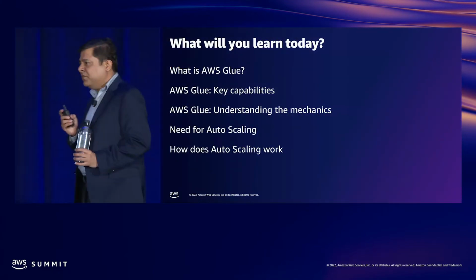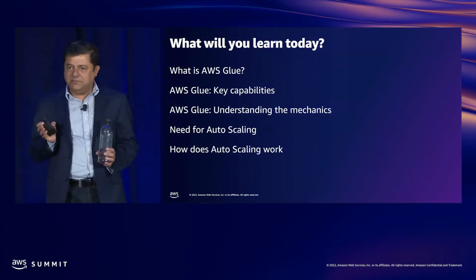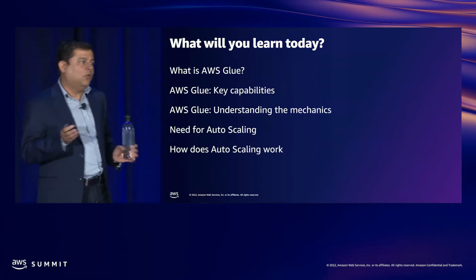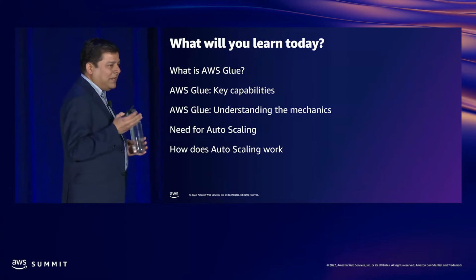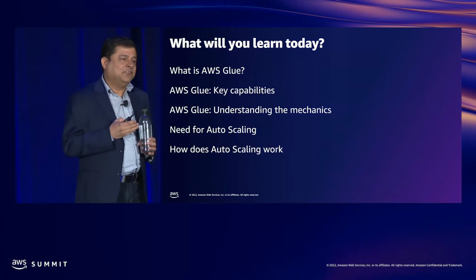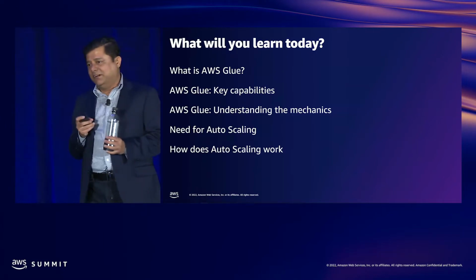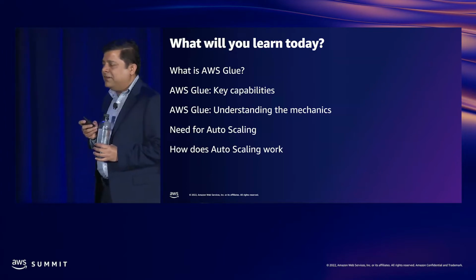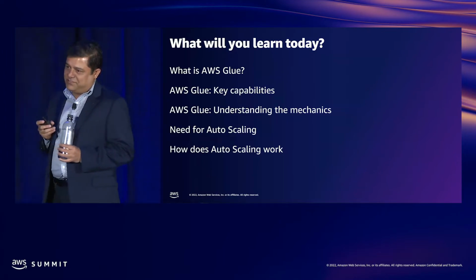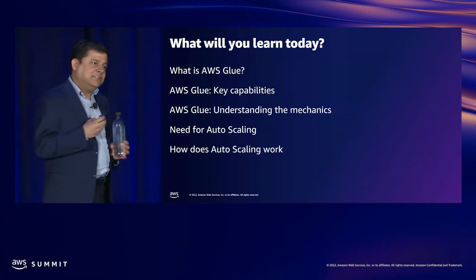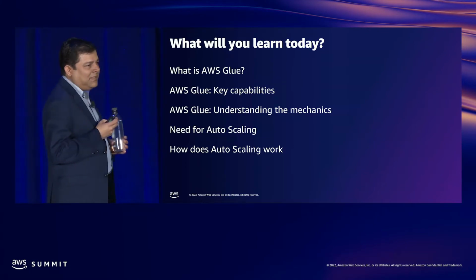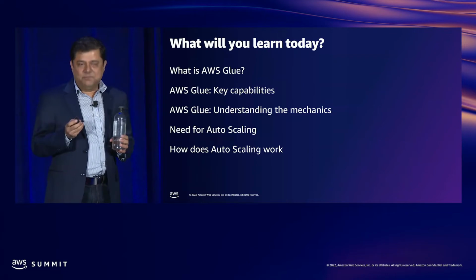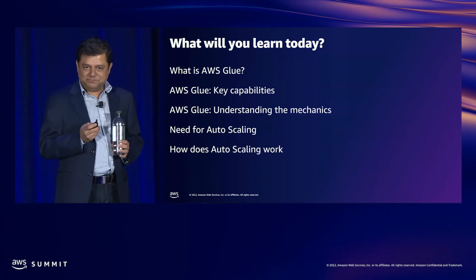Here's the agenda for today. We'll talk about what is AWS Glue for those who don't know what is AWS Glue. We'll spend 7 to 8 minutes getting into the mechanics of how Glue operates, what are the key capabilities. And then we'll dive right into the auto scaling feature. Why do you need it? What are the problems that we are trying to solve? And how does it work with a couple of scenarios?